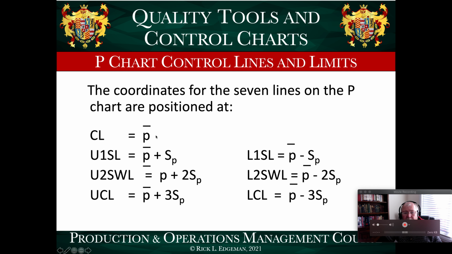Similarly, proportion has to be between 0 and 1. If I got a negative result for any of these and I didn't make a mistake, then I just don't have that line. So when might you not have one or more of these upper lines? Well, if p bar is really close to 1, that would lead to that. Similarly, when would you not have some of these lower lines, 1 or more of them? If p bar was really, really small, closer to 0, then that's a possibility.